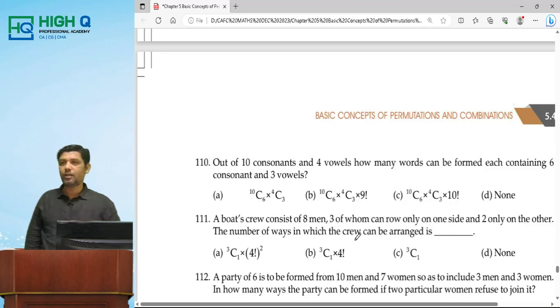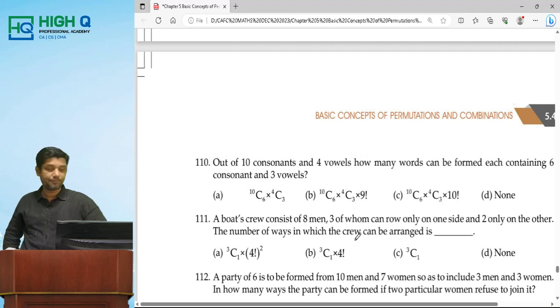Sum number 111, look at it. Additional question, sum number 111.